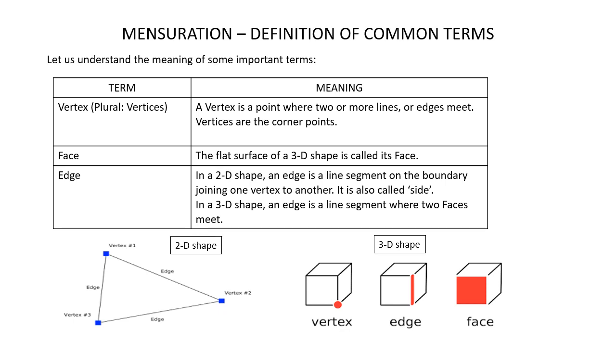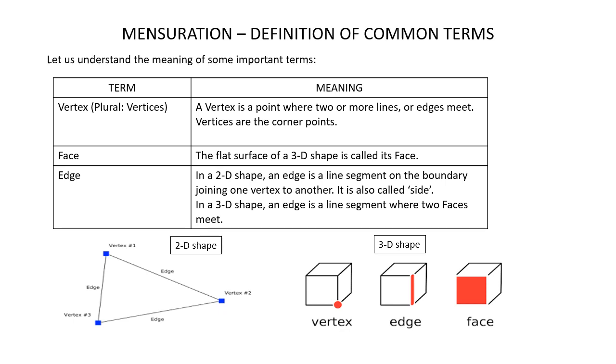We know that an edge is a line segment on the boundary joining one vertex to another. So here this line joins this vertex and this vertex. So this line is called the edge or the side. Similarly, this is another edge or the side of the triangle, and also this is another edge or side of the triangle. Now let's look at this cube and understand the meaning of the terms vertex, face and edge.